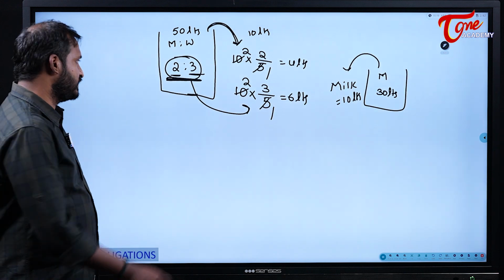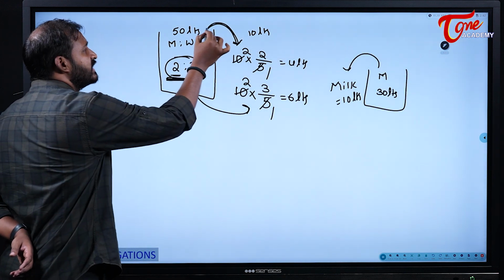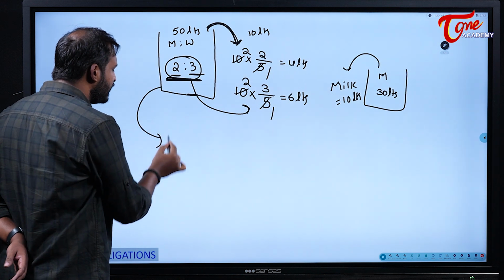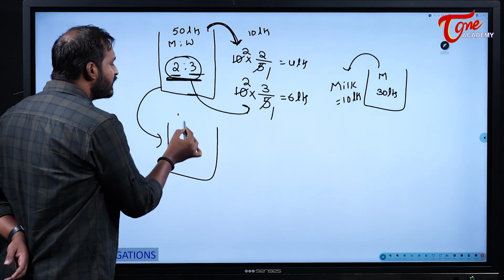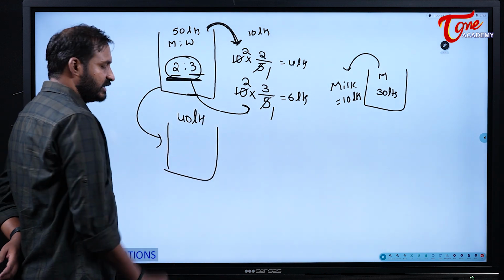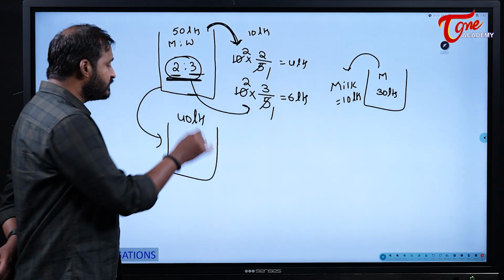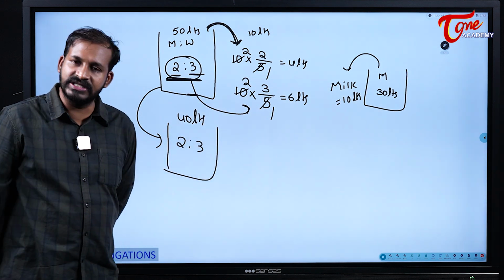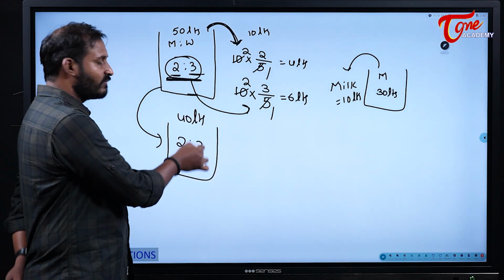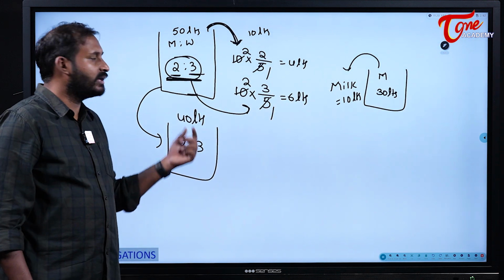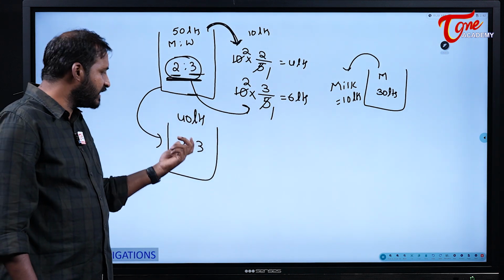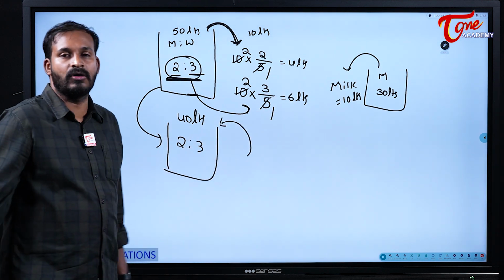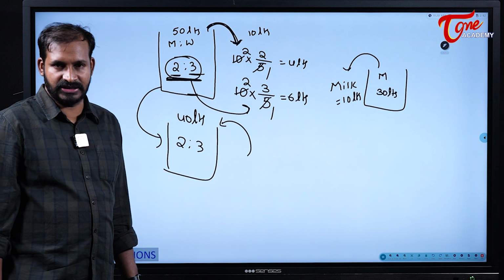Next thing. When I draw 10 liters from this, the jar still contains 40 liters of mixture. In this 40 liters, the same ratio will be present. There will be no change in the ratio of milk and water. Why? Because nothing is added to it. Whatever ratio was present earlier, it will remain the same until and unless you add a new component or a new mixture.